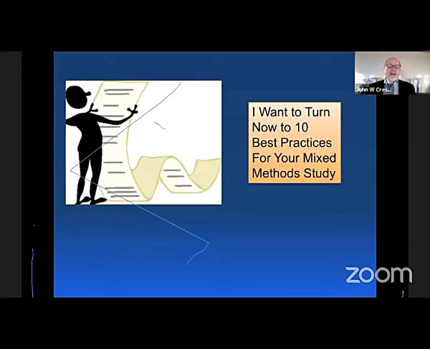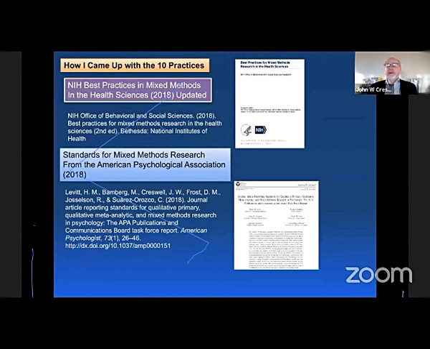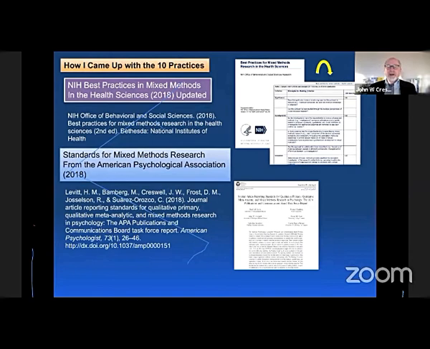Well, as I said, I've been thinking about coming up with a short list of best practices for some time. And I think this really came home to me when I began working, you see it up here at the left, on the NIH Best Practices of Mixed Methods in the Health Sciences. Our committee first met in 2011, and then this list has been updated. But this is the National Institute of Health guidance on what constitutes a good mixed methods project. And there's a table in this guide. If you were to Google this, NIH Best Practices and Mixed Methods in Health Sciences, you'll find this report because it was placed up on a website and it became so popular.